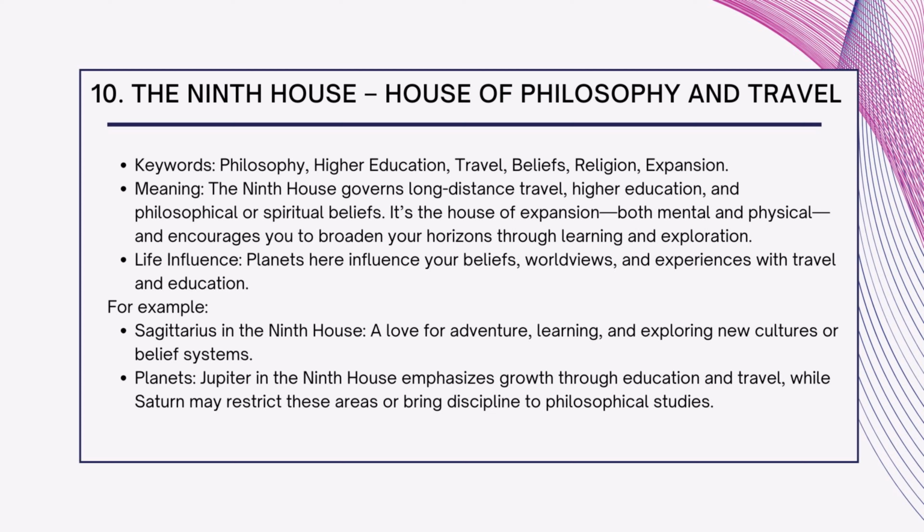Life influence. Planets here influence your beliefs, worldviews, and experiences with travel and education. For example, Sagittarius in the 9th house, a love for adventure, learning, and exploring new cultures or belief systems. Planets. Jupiter in the 9th house emphasizes growth through education and travel, while Saturn may restrict these areas or bring discipline to philosophical studies.